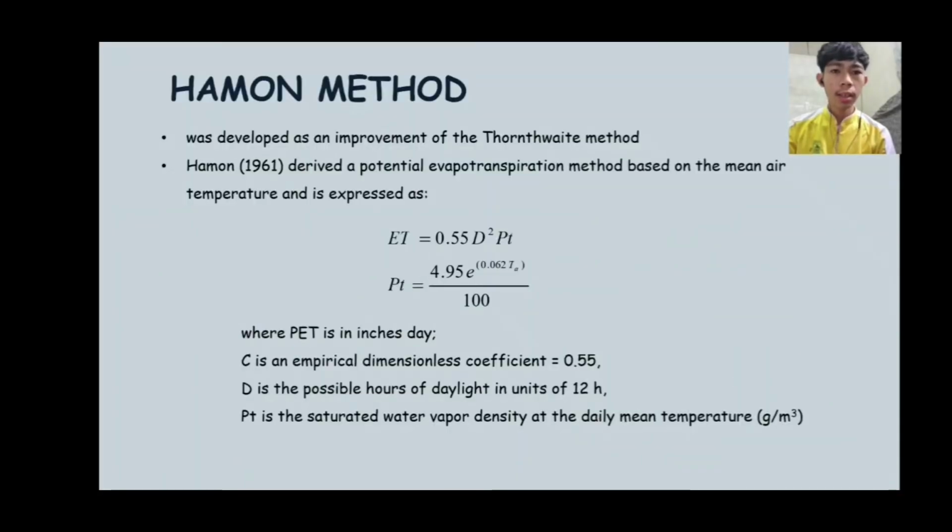Hammond method. It was developed as an improvement of the Thornthwaite method. The equation is expressed below. C is the empirical dimensionless coefficient, which is 0.55. D is the possible hours of daylight in units of hours, and ρt is the saturated water vapor density at the daily mean temperature.